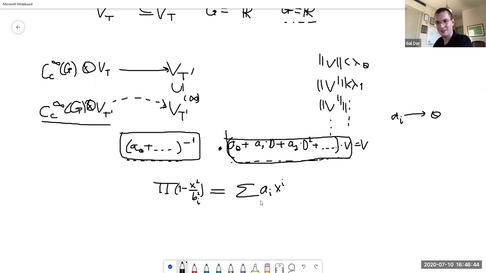And then this has no zeros, so its inverse is a well-defined, rapidly decreasing function, because you can show that this thing goes to infinity fast when x goes to infinity. So this inverse is a smooth function. And then this operator is well-defined, because the coefficients a0, a1, a2, etc. go to zero fast enough that when multiplied by the lambdas, they still converge.